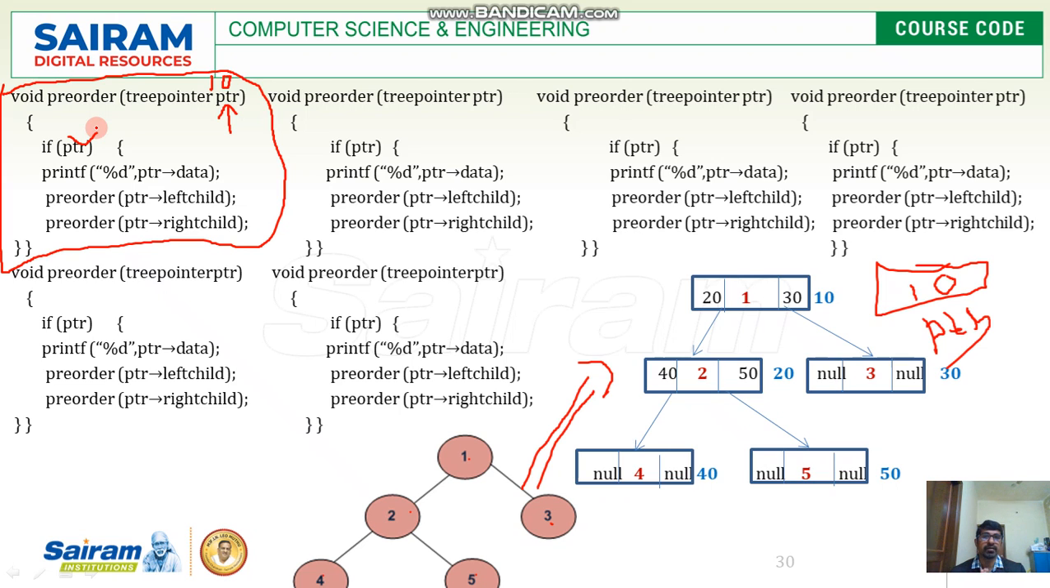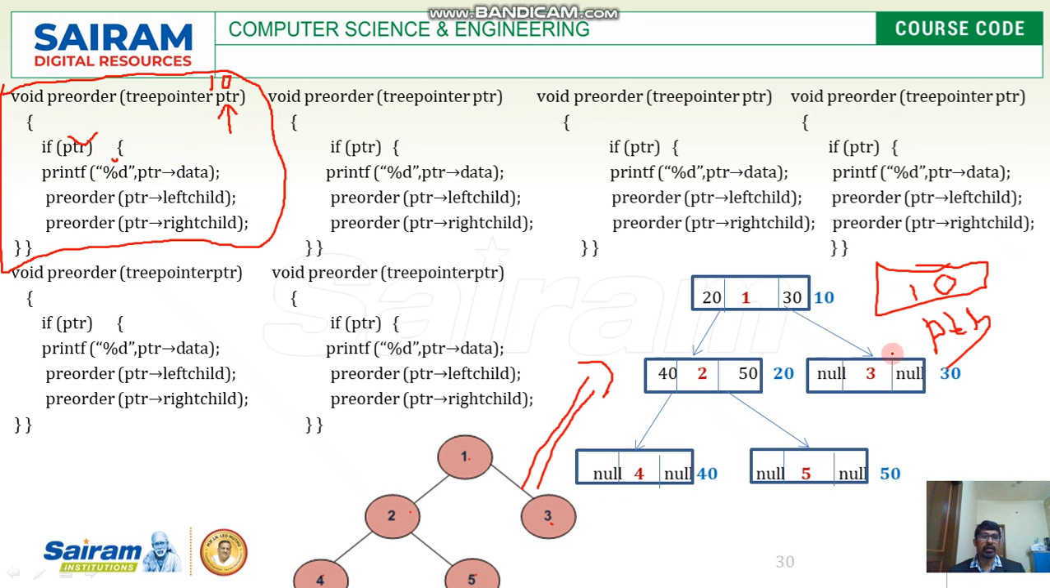If the tree is not empty, we can visit the tree. So you have to check: is there any tree which really exists? If it is true, we can. What you do is print percentage d, which will be replaced with PTR data.